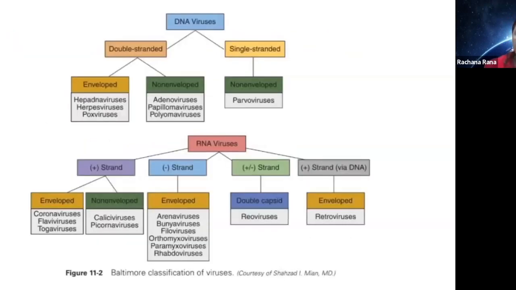There's one classification which is quite common, the Baltimore classification of viruses. Here it is divided into double-stranded and single-stranded DNA viruses, again enveloped and non-enveloped. In enveloped viruses, we have the very important herpes virus, and in non-enveloped, we have adenovirus. RNA viruses are again enveloped and non-enveloped. There's the coronavirus, also known as COVID-19, which caused a pandemic in 2019. Still, it's going on. So we'll discuss all these things.